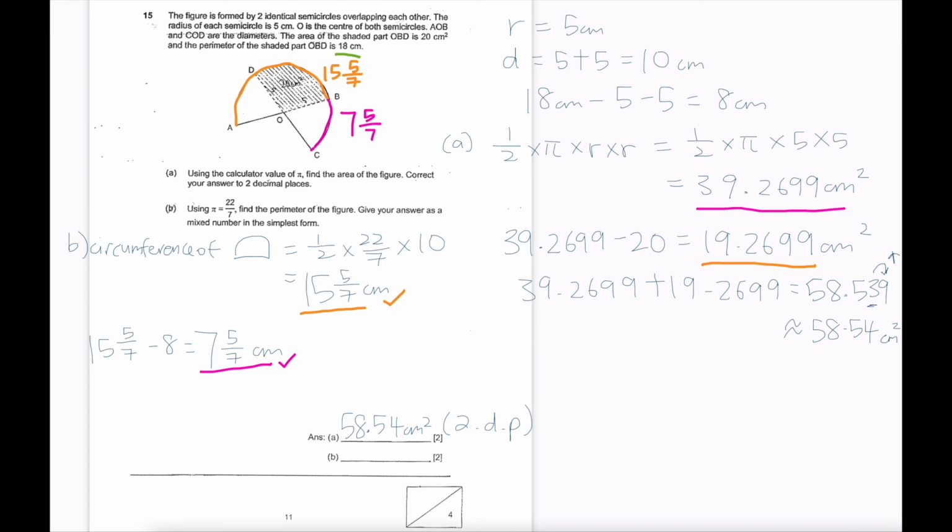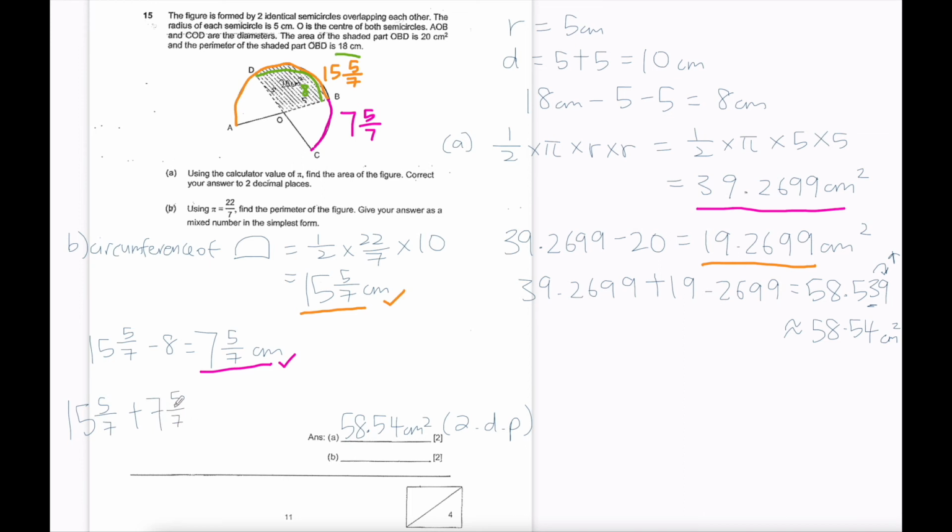Okay, for those of you who need to see the green color, I'm going to draw it back, okay? So the green color here is actually 8. Okay, it's 8 cm. And that's how I got 7 5/7. Okay, so I'm going to continue doing the question. So what I need to do now is I need to add them together. 15 5/7 plus 7 5/7.